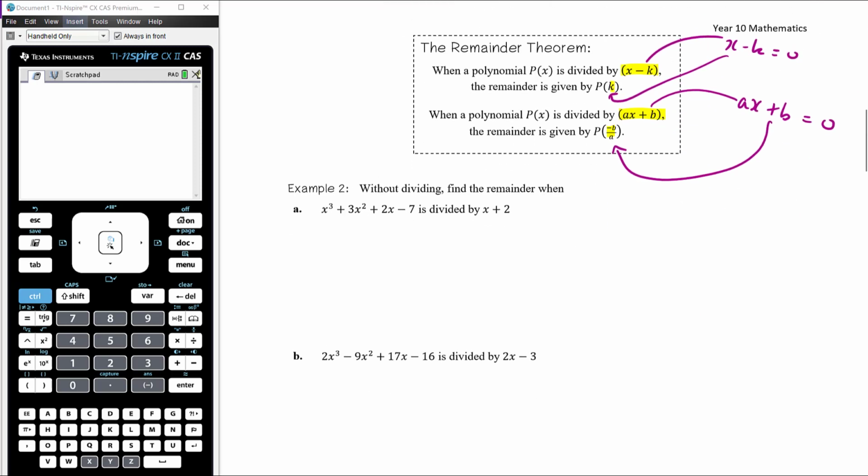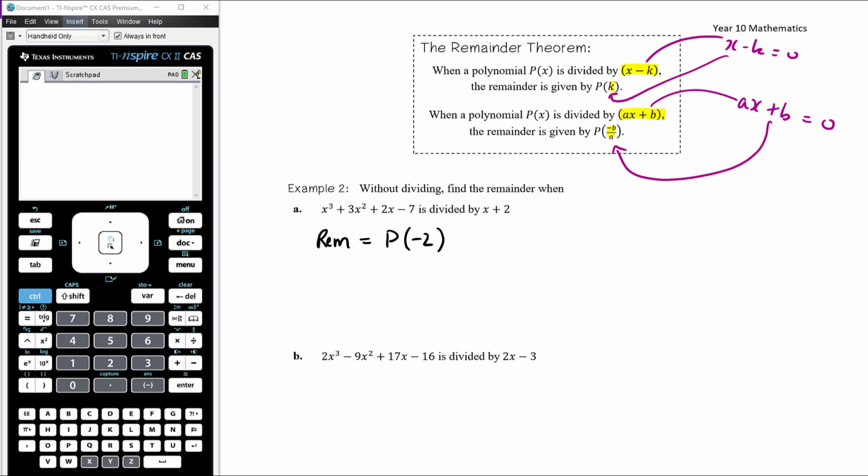Okay, so let's use that. Without dividing, find the remainder when x cubed plus 3x squared plus 2x minus 7 is divided by x plus 2. We know that when we're dividing by x plus 2, the remainder will be equal to p of something. The thing that we sub in will be the thing that makes x plus 2 equal to 0, so that'll be when x is negative 2. So if we substitute negative 2 into the polynomial, that will give us the remainder.